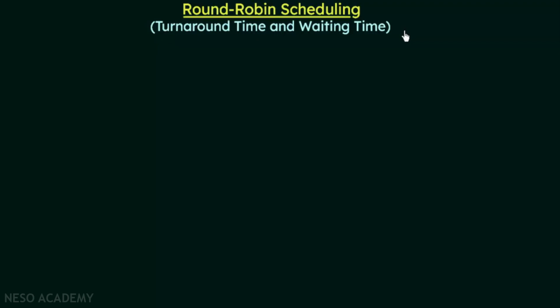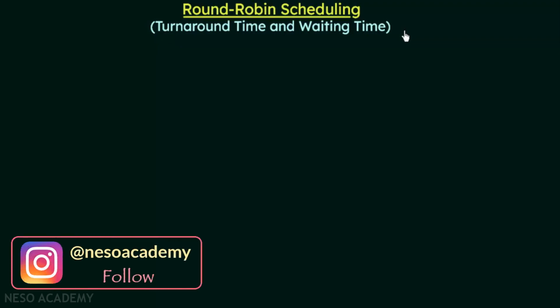In the previous lecture, we studied round-robin scheduling and saw how it works. In this lecture, we will see how to calculate the turnaround time and waiting time for round-robin scheduling. We will take an example of a CPU that follows round-robin scheduling, and see how we can calculate the turnaround time and waiting times for the set of processes.